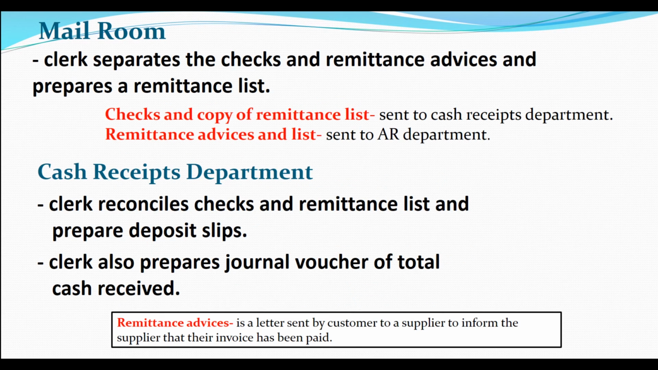Mailroom. The clerk separates the checks and remittance advices and prepares a remittance list. Checks and lists are sent to the cash receipts department, while the remittance advices and lists are sent to the AR department. In the cash receipts department, the clerk reconciles checks and remittance lists and prepares deposit slips. The clerk also prepares a journal voucher of total cash receipts.